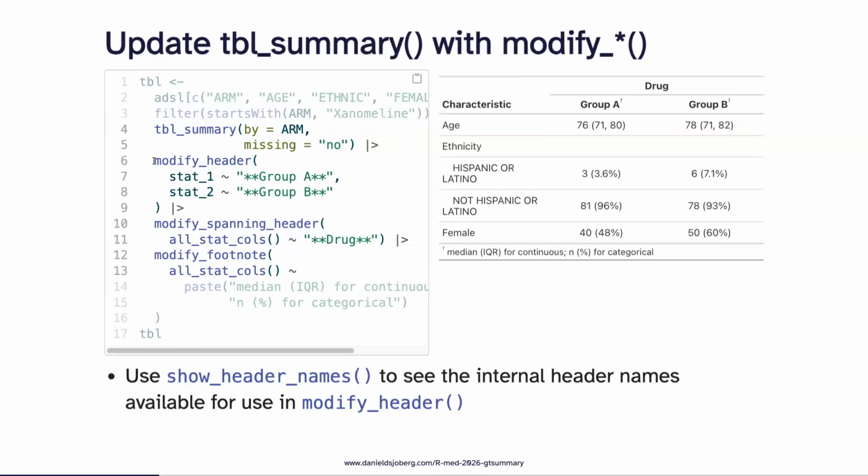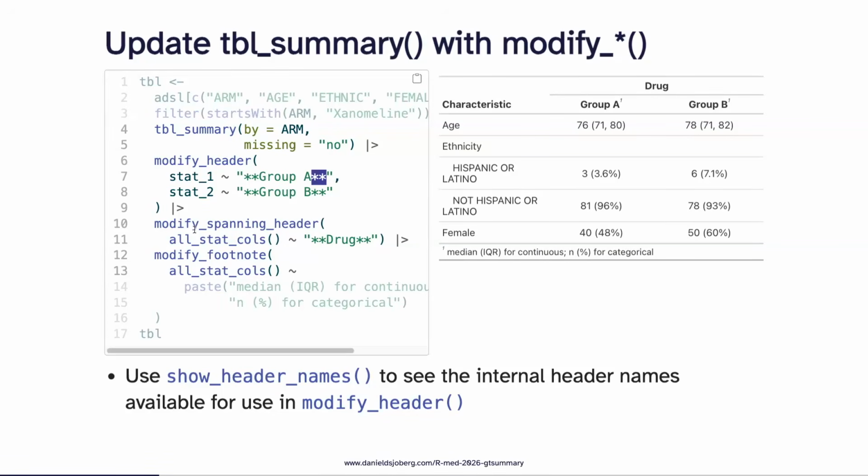So I'm using modify headers. This is the modify family, again, those functions that are going to modify headers, footnotes, spanning headers, and a couple of other things. I'm saying for column stat1, please make it group A, and for column stat2, please make it group B. You can see here that I'm using markdown syntax, and that markdown syntax for bolding is going to translate to our table as well.